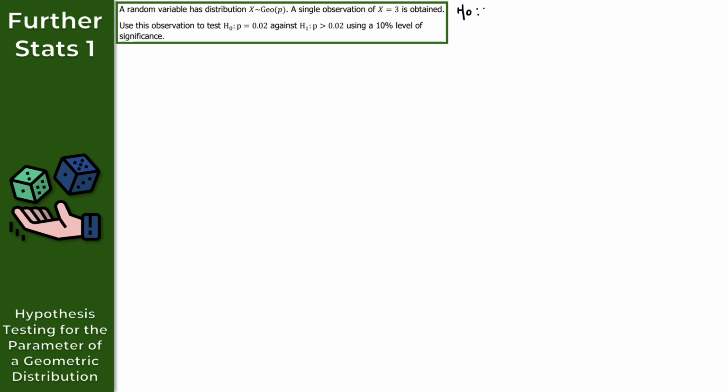So we've got H0 and H1, and I know that they're already given clearly in the question, but I always like to start by writing them down myself. So we've got H0 for p being equal to 0.02. And then for H1, this is for p being greater than 0.02. Now what I'm going to do next is assume that H0 is true.